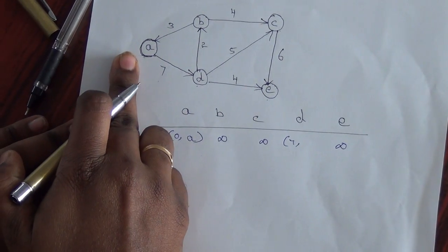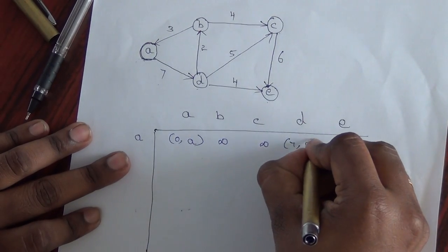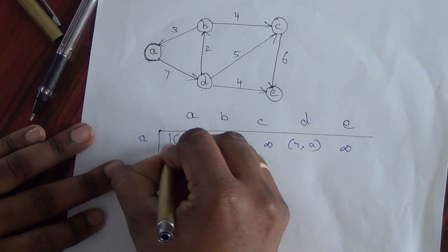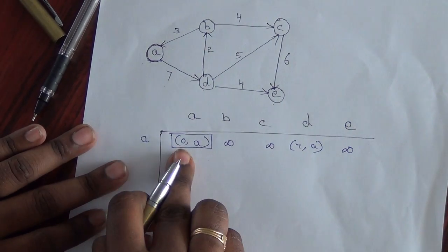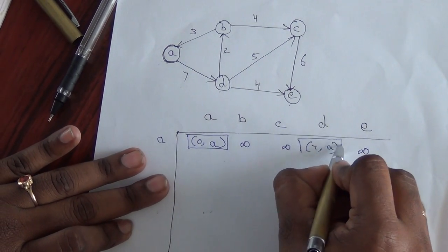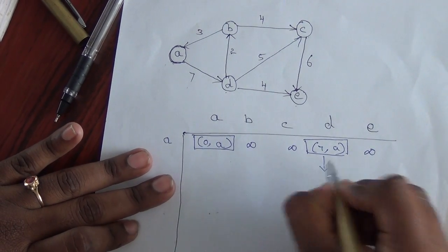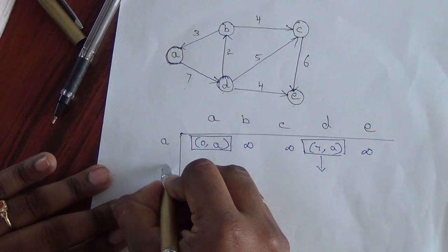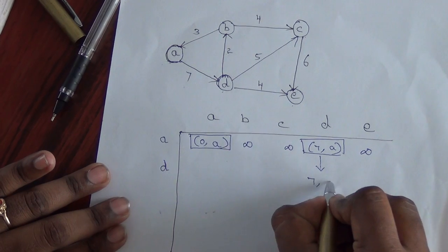We are going to start from the node A. So from A to D, it is 7. In this row, we are going to fix this one as the starting source node. Then consider the second node. This is the minimum value. So taking this as the minimum value in the second row, we are going to start with the second node D. So D, 7, A.